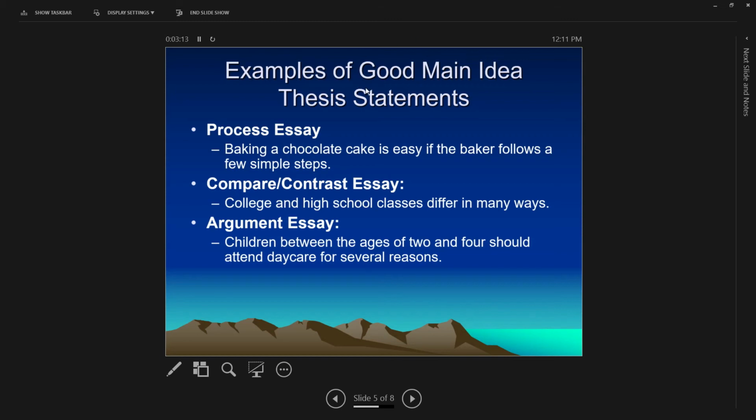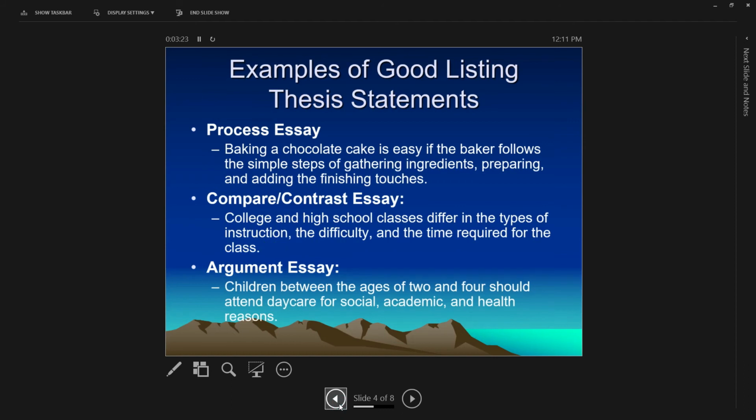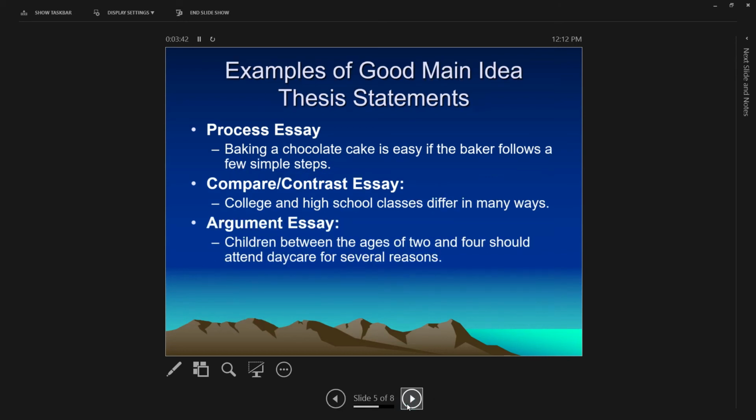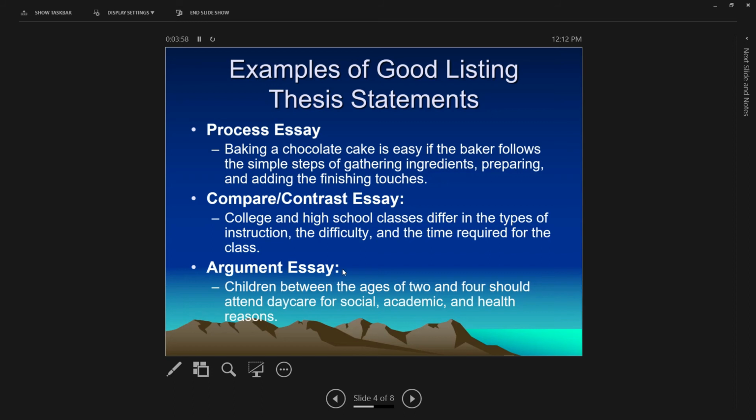So a good main idea thesis statement for a compare and contrast essay about college versus high school is, college and high school classes differ in many ways. A listing thesis statement for the same topic could be, college and high school classes differ in the types of instruction, the difficulty, and the time required for the class. Okay? For an argumentative essay, children between the ages of 2 and 4 should attend daycare for social, academic, and health reasons. That's the listing thesis. A good main idea thesis statement would be, children between the ages of 2 and 4 should attend daycare for several reasons. So the main idea is just, it's more vague, it's more open, it gives you more room to talk about several different kinds of things, whereas the listing thesis statement is very specific.